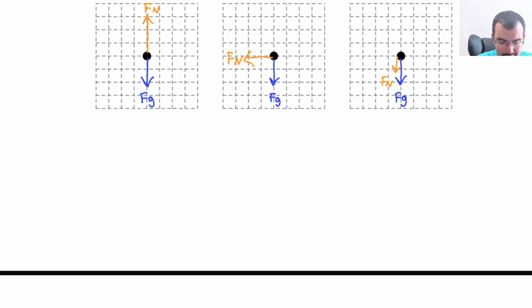So who's causing the centripetal acceleration here? Well, it's the difference of normal and gravity. Here it's F normal, and here it's F normal plus gravity. So we can see this is essentially the tension question, just with normal force.